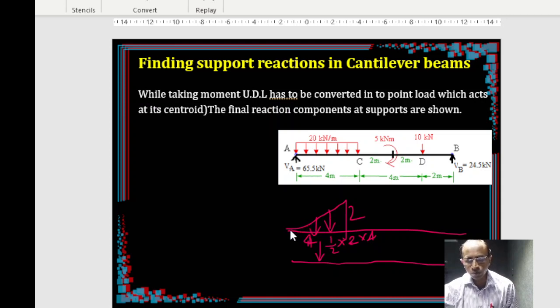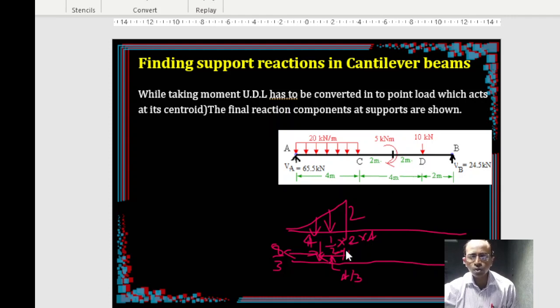For a triangle, from the apex side it will be 2/3 of this distance, or from the right angle side, it is 1/3. That means from this side, 1/3 of 4, that is 4 by 3. If you want the distance from this side, it is 2/3 of 4, right? That means 8 by 3. That's all. The rest of the process is as it is.